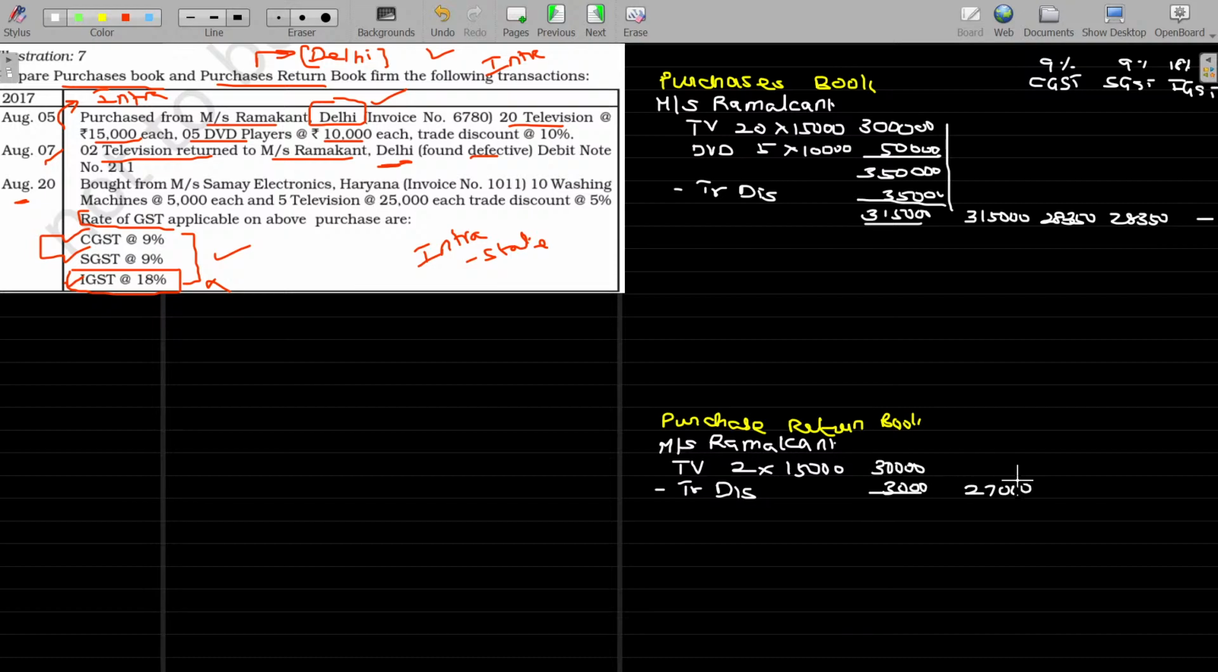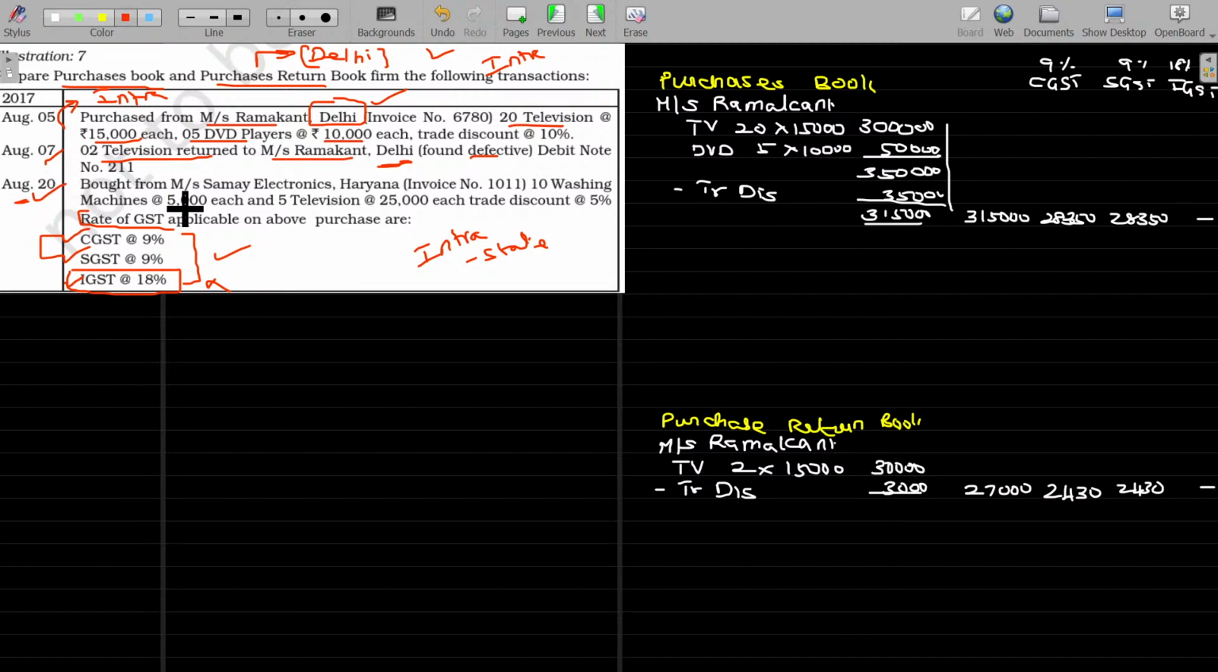Naturally, CGST and SGST should also be written. Now, what is the value of that? 9% on this, 27,000. 2,430 and 2,430. IGST is not applicable.